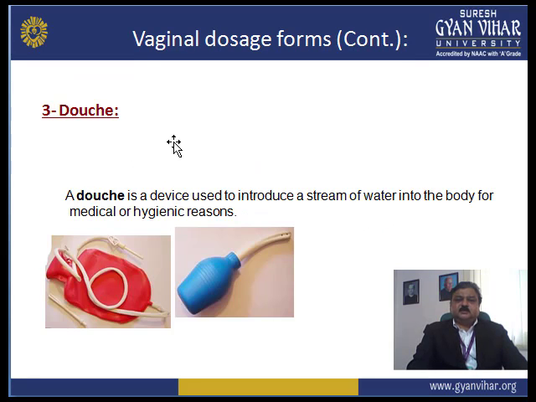Then douches. A douche is a device used to introduce a stream of water into the body for medical or hygienic reasons. Okay, so normally douches are prepared. This example is potassium permanganate douche, which is used as an antiseptic for cleaning the vagina. Right. So you can see these devices are used to introduce the stream into the vagina.